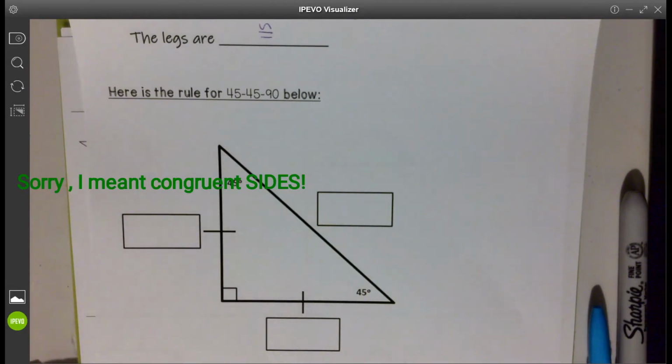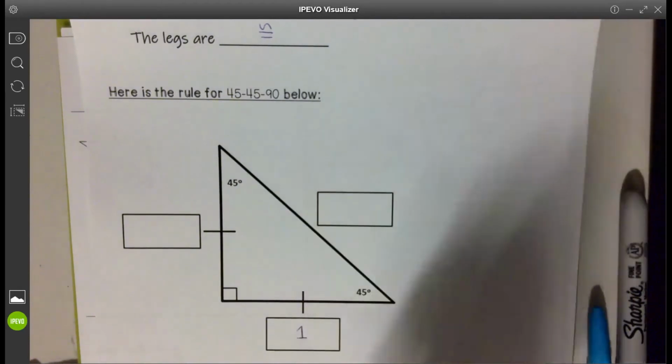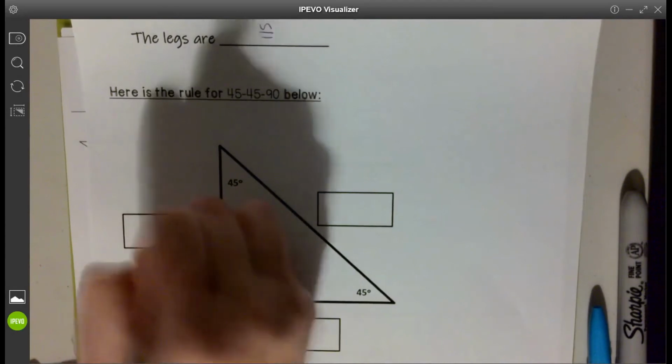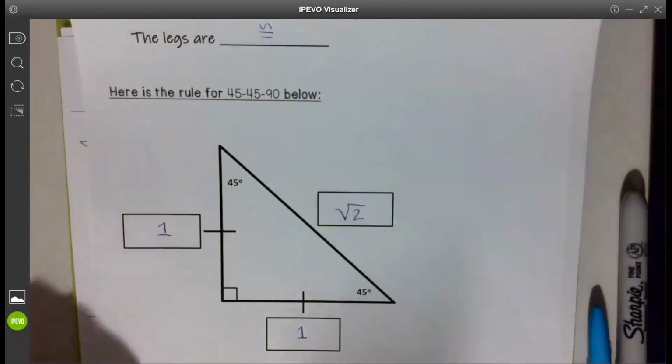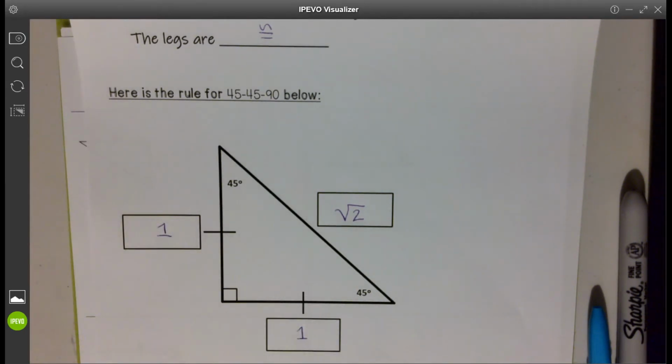All right, so now here is my rule. Across from the 45 is the number 1. Across from the 45 in this direction is the number 1. And then across from the 90 is the square root of 2. So again, we just need to accept these numbers and remember their locations. Across from 45 is 1, and across from 90 is root 2. We will always have the same number for our legs. They will always match because it's an isosceles right triangle.